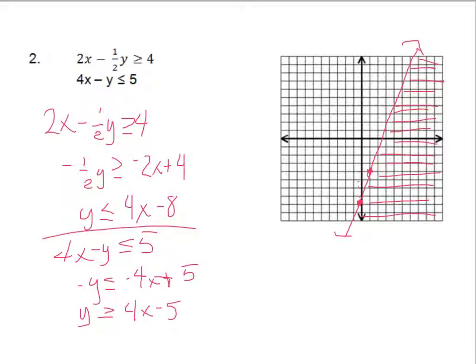Alright, now I'm going to make that line, so down 5. And the slope is 4 again, so up 4 over 1. Oops, yeah, it's solid line. And I'm looking for where everything is greater, so I'm going to shade in. This time I'm going to shade doing vertical lines.